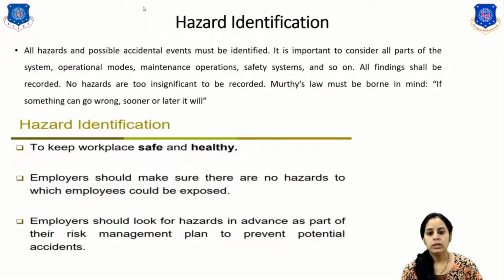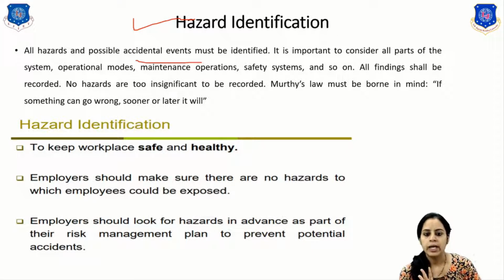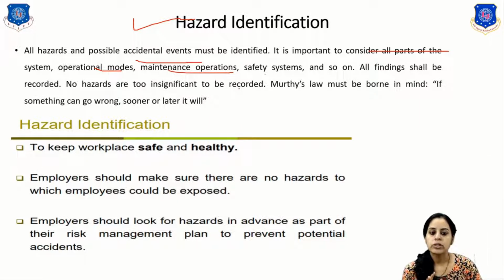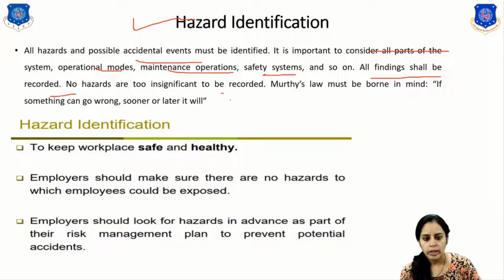Now the next topic, which is hazard identification. It is the most important topic for the exam. So all hazards and possible accident events must be identified. Okay, first of all the hazard and accident will be identified. Then it is important to consider all parts of the system, operational modes, maintenance operations, safety systems and so on. So all findings shall be recorded. Then no hazard is too insignificant to be recorded. Okay. So Murphy's law must be borne in mind. If something can go wrong, sooner or later it will.